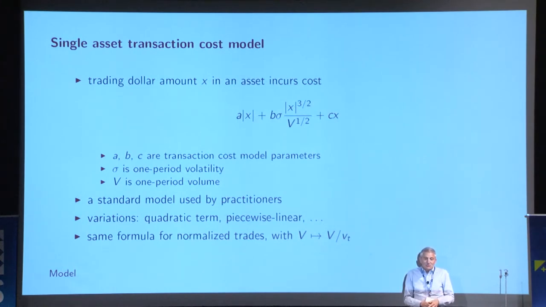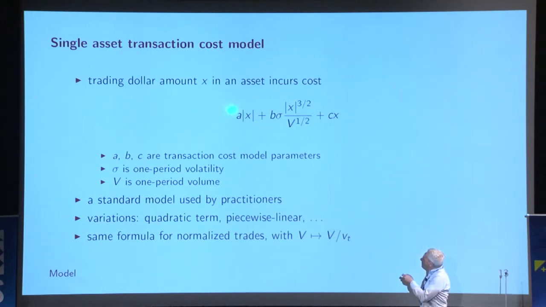And then there's just two terms. One term penalizes trades, absolute value, and that's going to give you sparsity. And the second term discourages big trades, and that's what splits them up across multiple days and things like that. Okay? So this is the idea.